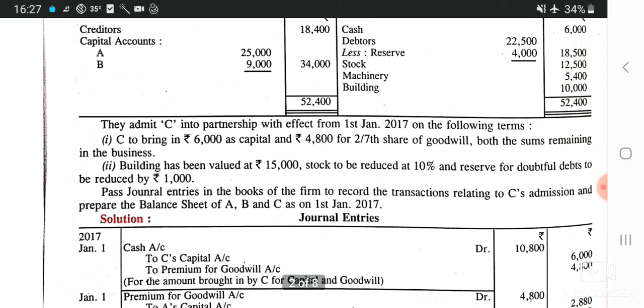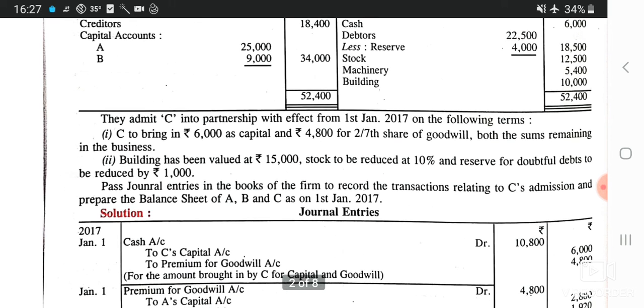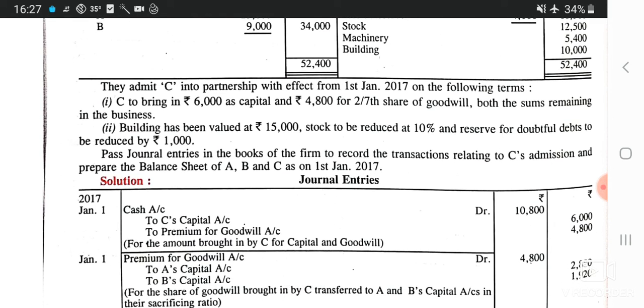First entry is for the capital and the premium for goodwill that C brought. Cash account debit to C's capital, to premium for goodwill. So 6,000 he brought for capital and 4,800 he brought for premium for goodwill, and the total amount that he brought is 10,800.